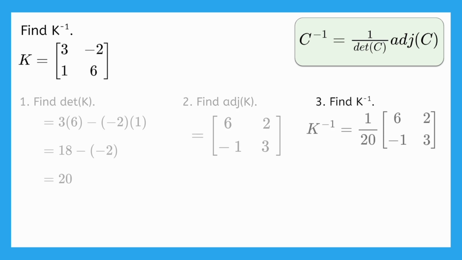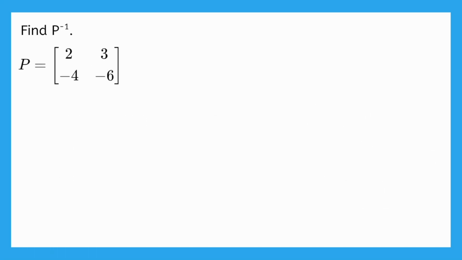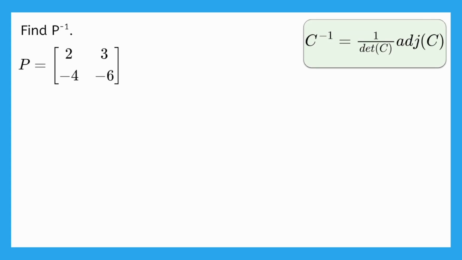Finally, I plugged the pieces into the formula to get 1 over 20 times the adjoint matrix. When I multiply, I get the inverse of K is 6 over 20, 2 over 20, negative 1 over 20, and 3 over 20. Is that what you had? Great! Let's take a look at one last example together. Find the inverse of matrix P. What are the two pieces we need to find the inverse? Right, the determinant and the adjoint matrix.